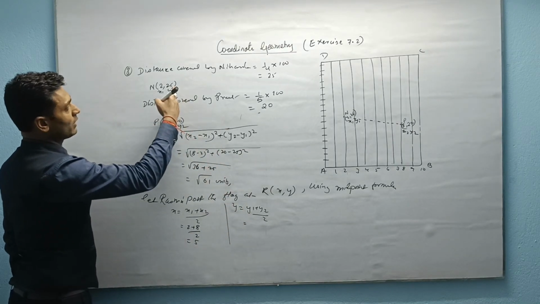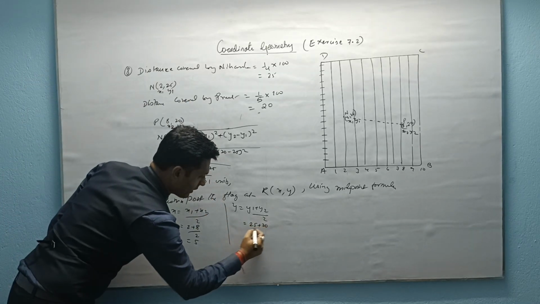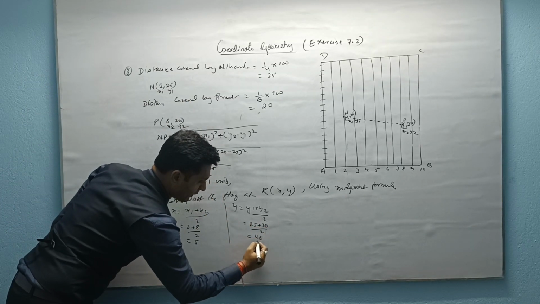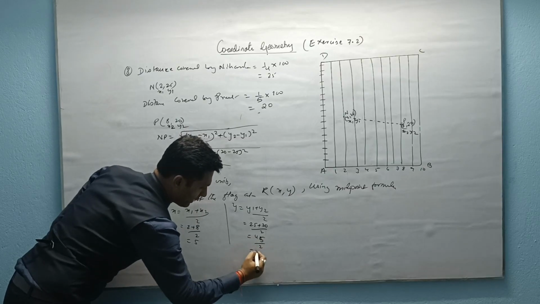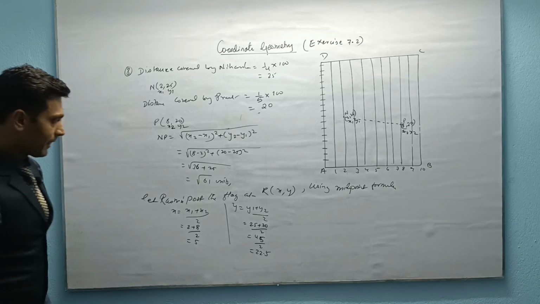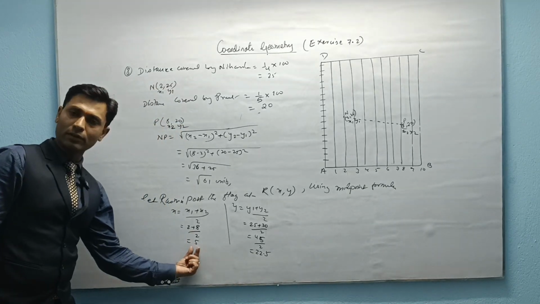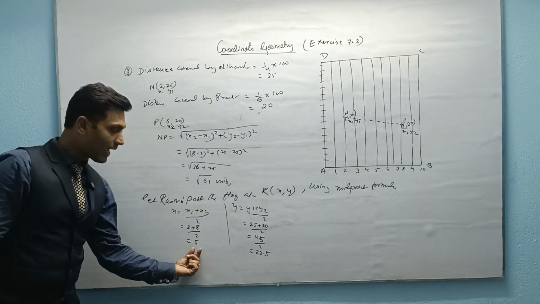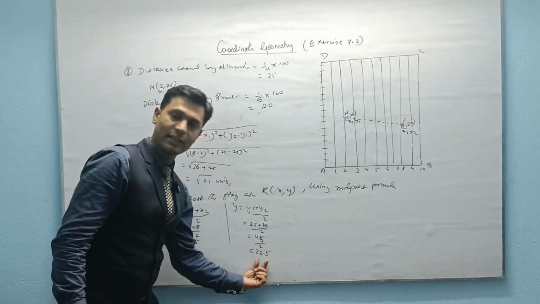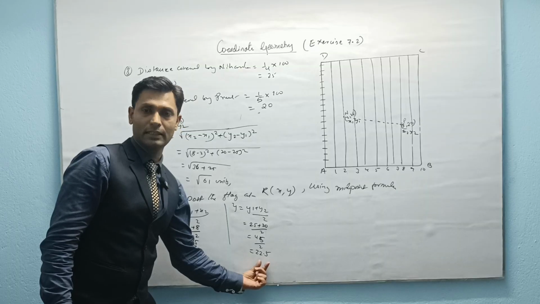Likewise, y is how much? Y1 plus y2, 25 plus 20, by 2. This is 45 by 2, which is 22.5. Okay. So that means Rashmi will have to run on the 5th line, and she will post a flag at a distance of 22.5 meters along AD.